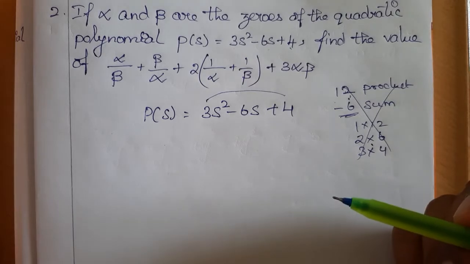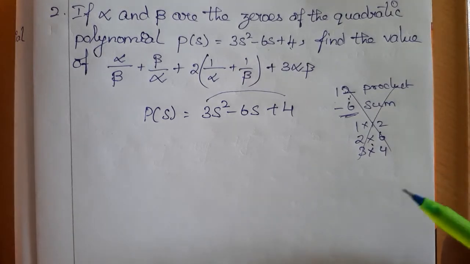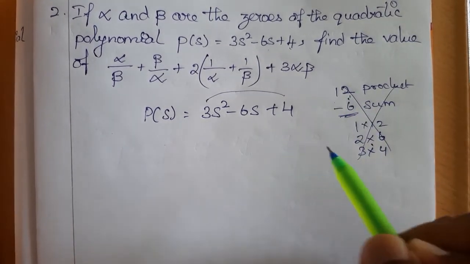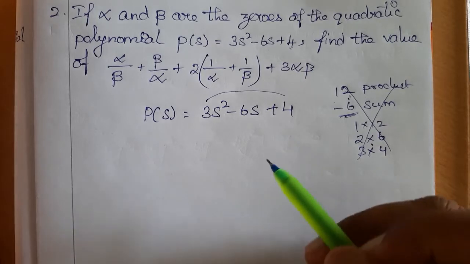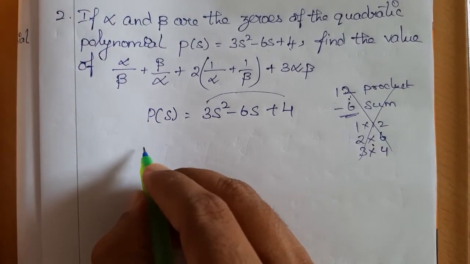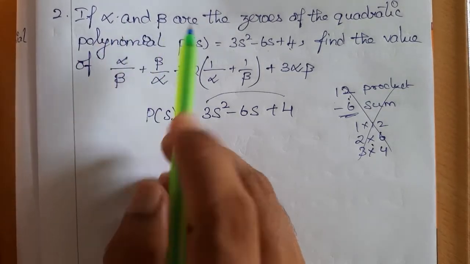Then how to do this problem? Yes, we already learned about the relationship between zeros and the coefficients, right? Here we have the coefficients. So here we link these coefficients to the zeros. So do you remember that? The sum of the zeros is minus b by a, right? So here consider the zeros are alpha and beta.